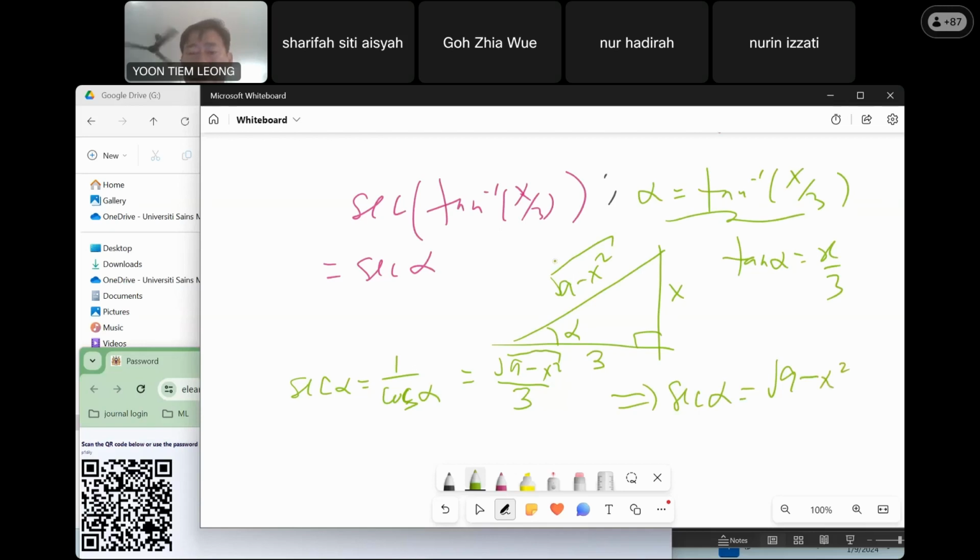So I think I made a mistake again here. The hypotenuse should not be 9 minus x squared. It should be 9 plus x squared. Hypotenuse is the square root of the adjacent squared plus the opposite squared. So this is the hypotenuse, square root of 9 plus x squared. So that is the expression of my secant alpha. It would be square root of 9 plus x squared over 3.